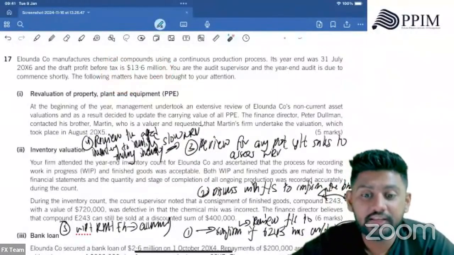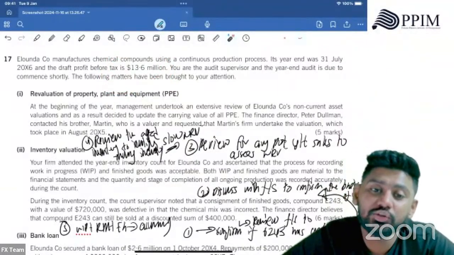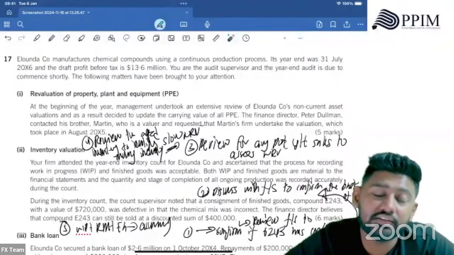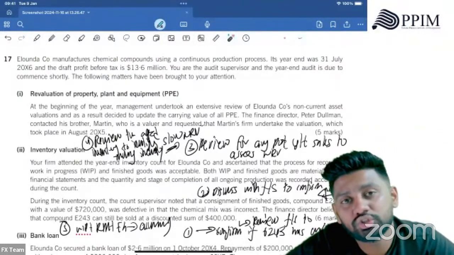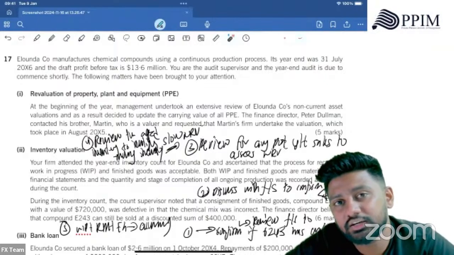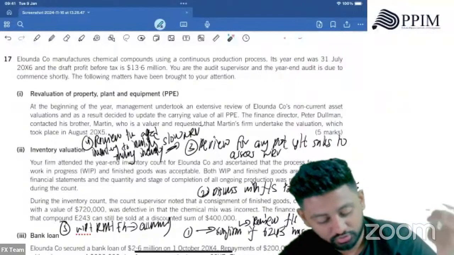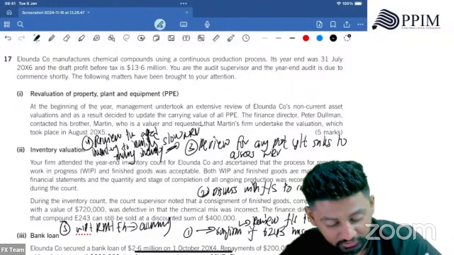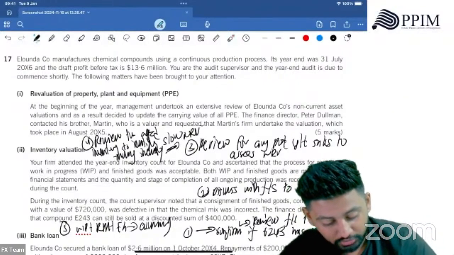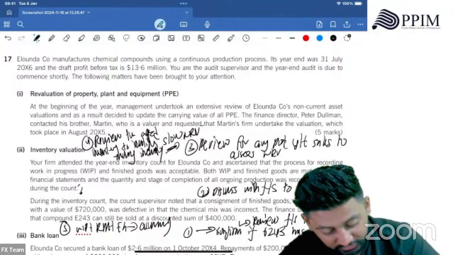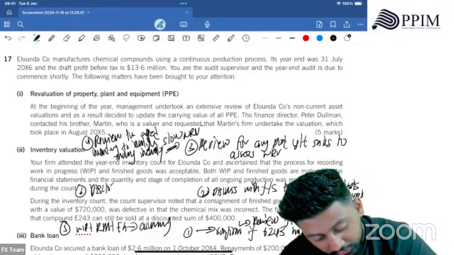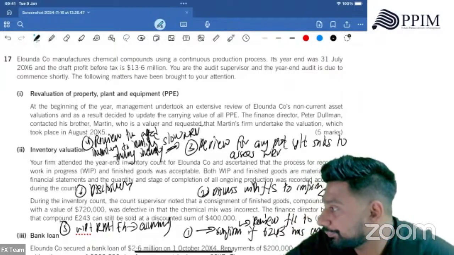So if it is material, I would also be interested to understand if adequate disclosures of our inventory were made in the financial statements. So that's another point that I would consider in the exam. One, two, three, four, five, six. Adequate disclosures.